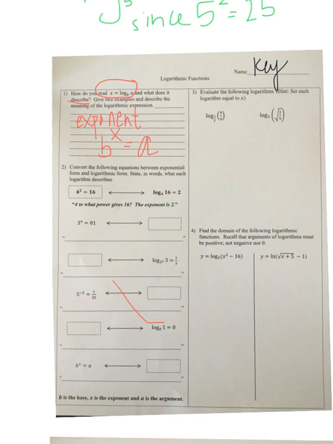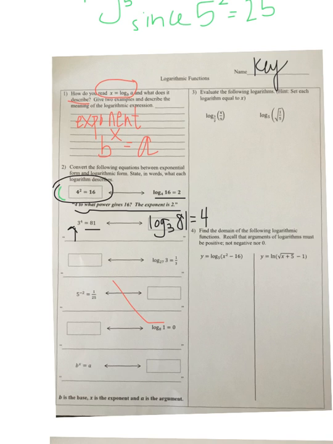So if we want to convert the following equations between exponential and log form, we have this first one that says 4 to the second power equals 16. So in log form, we would write log base 4 of 16 equals 2. So in other words, 4 to what power gives 16? That exponent is 2. So this next one, we have 3 to the 4th is equal to 81. So we would write log with a base of 3, because that's the base for our exponential form, of 81 equals 4.